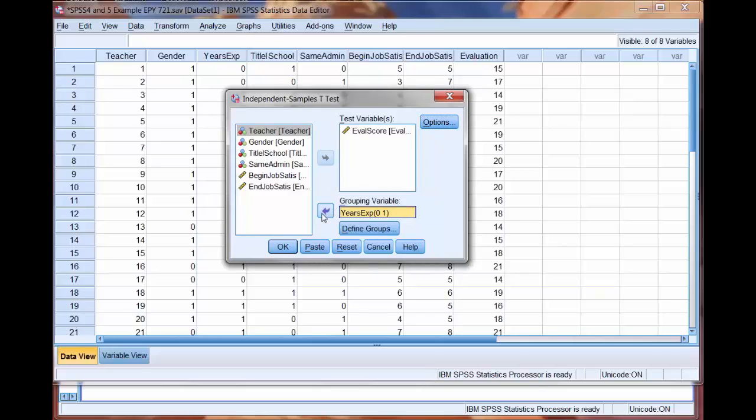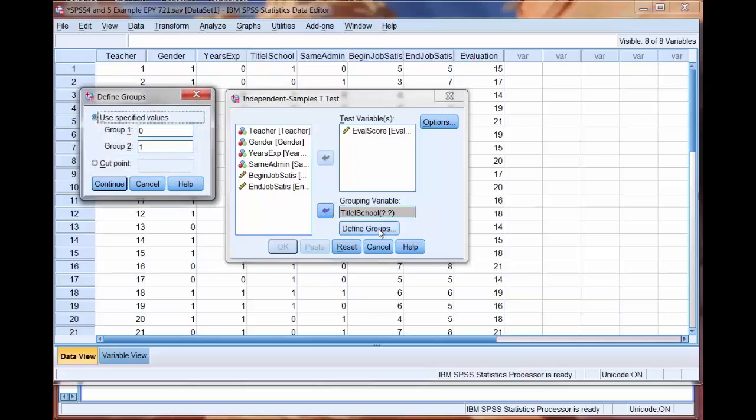We've already done the years of experience, so I'm going to take that one out. Now, question 3 is about whether teachers' eval scores are dependent on whether or not they teach at a school with poverty, which is Title I, is how we label that. So I'm going to grab that one for my grouping variable. Once again, I'm going to define my groups. Group 0 is those who do not teach at a Title I school, and 1 indicates those who do teach at a Title I school.